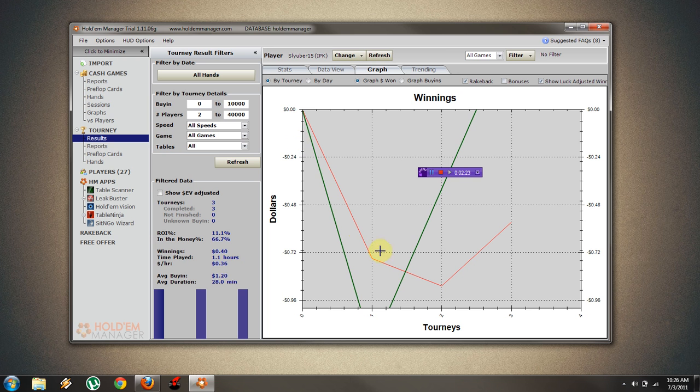This big thick line that I'm pointing at is your winnings. This shows you how much money you're winning versus how many tournaments you've played. Now, the smaller line over here that is right under my cursor is the adjusted winnings. Now, what the adjusted winnings are is Hold Manager will take your hand histories and run them through an algorithm. And what the algorithm does is basically set your luck to an average level, to 50-50, like when you would flip a coin.